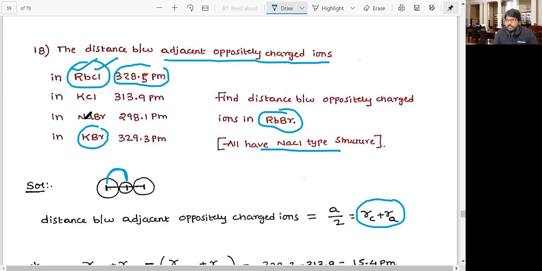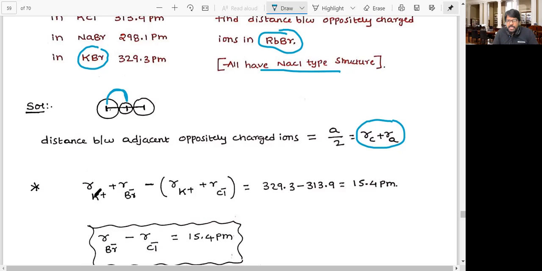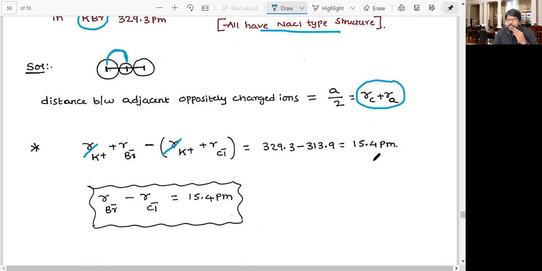You can also subtract. So let us see how to develop this equation. For example, if I take KBr and KCl, there are so many ways actually, but 100% you will get the correct answer if you have taken the correct equation. For example, KBr I have taken and I'm subtracting the KCl value, so this one gets cancelled and I'll be getting bromide ion radius minus chloride ion radius is 15.4, right?